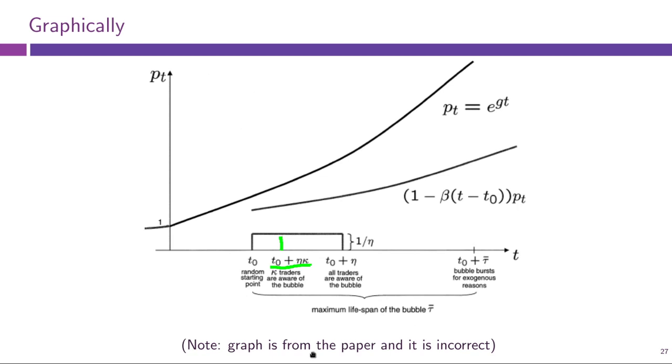Now, one note here is that this graph is taken directly from the paper, and there is a mistake in this graph. Can you spot the mistake in this graph? What is incorrect in this graph? Again, based on the things that I've told you.